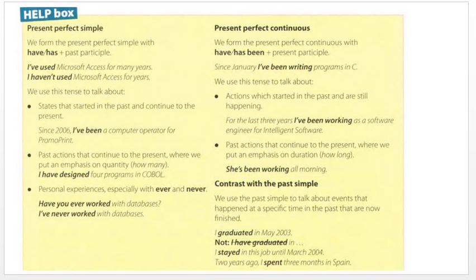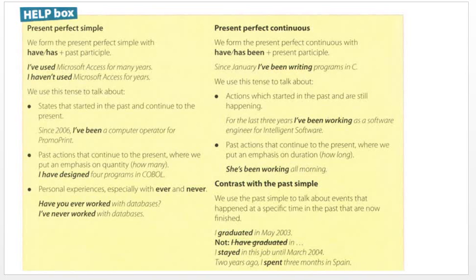Here are the differences and also the usage of the present perfect continuous tense and the present perfect simple. We form the present perfect simple with have or has plus the past participle. Past participle means the -ed form of the verb in regular verbs and the third form of the verb in irregular verbs. I have used Microsoft Access for many years. This is an example. I haven't used Microsoft Access for years. We use this tense to talk about a state that started in the past and continued to the present.